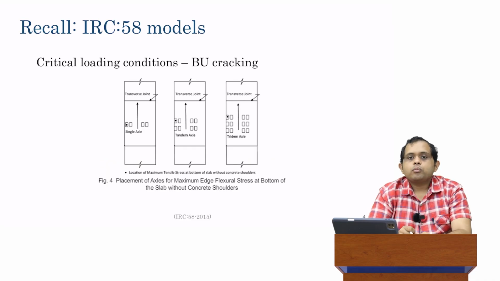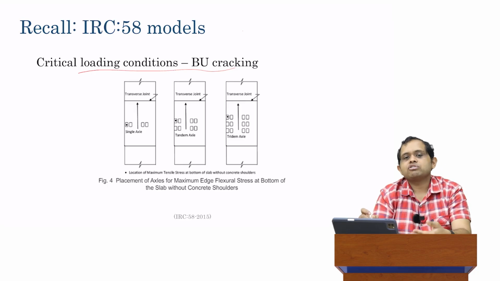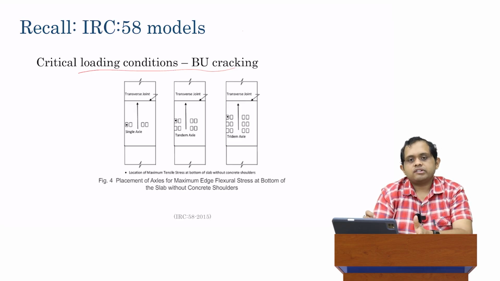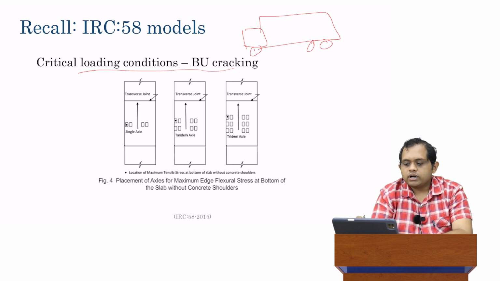What we saw is that for bottom-up cracking, IRC 58 has certain critical loading conditions. The first is the critical loading condition itself. Recall from our lecture on traffic, generally we are not interested in cars, bicycles or motorbikes. These lightweight loads we're generally not interested in. It's only buses, trucks and upwards that we consider in our analysis. If I try to draw a very cartoonish schematic of a truck, it might look something like this. You can have bigger trucks than this, but this is one type of truck.